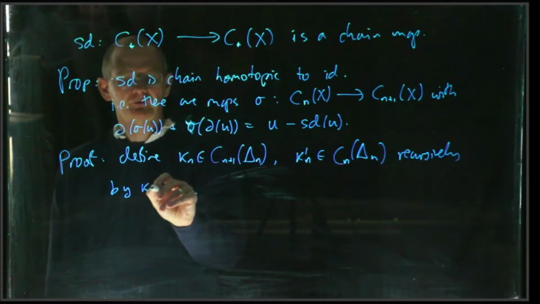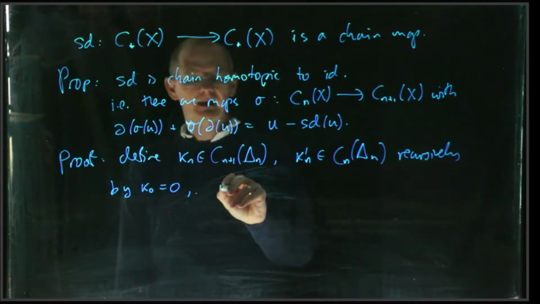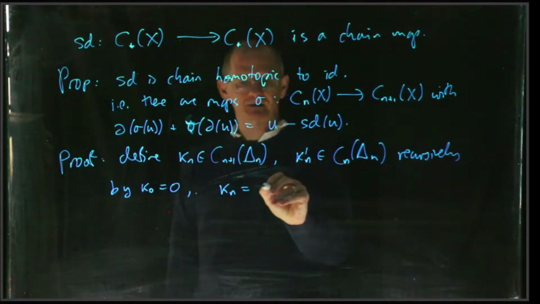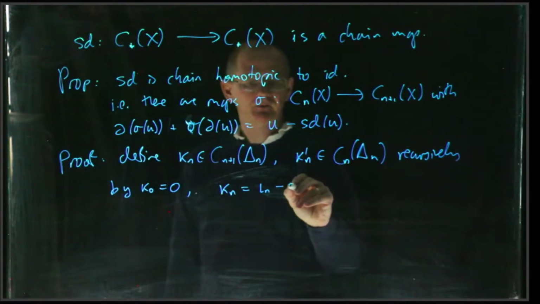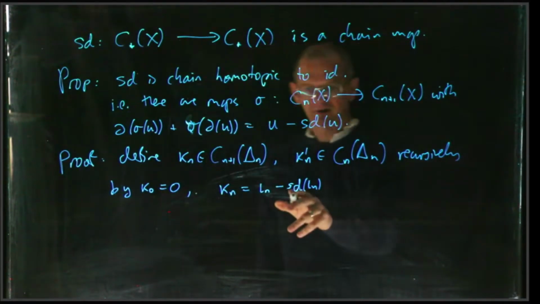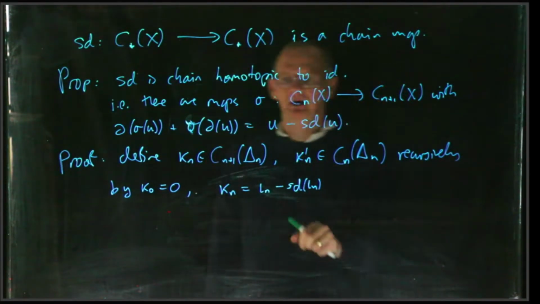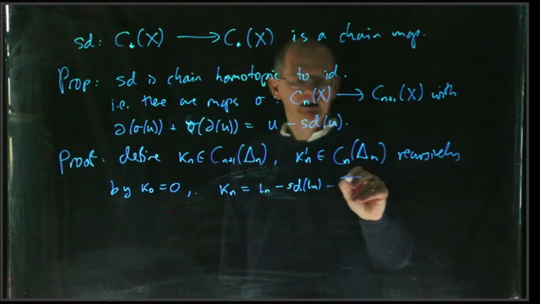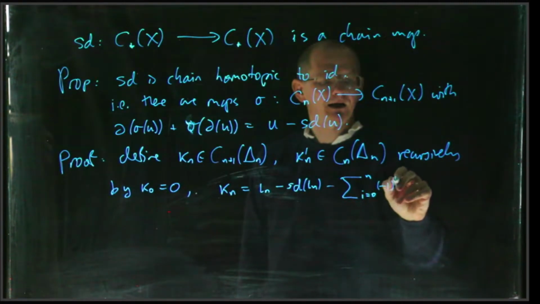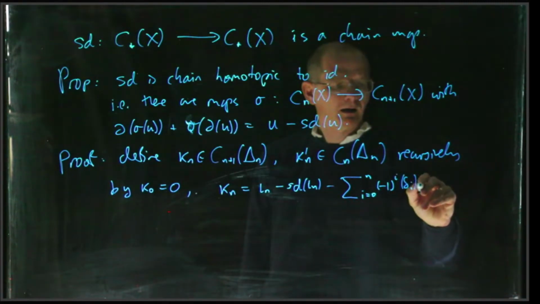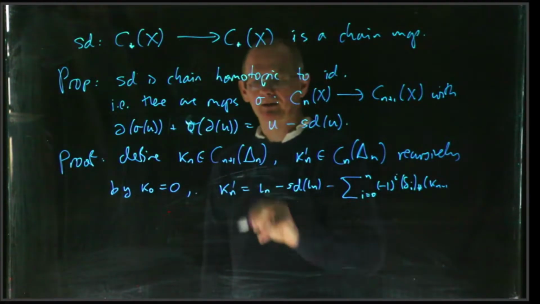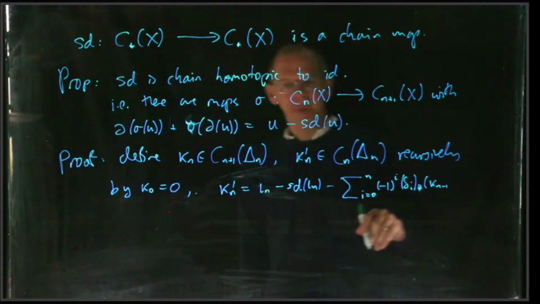So kappa 0 is just going to be 0, and then kappa n is going to be the identity chain minus the subdivided identity chain. That was what we were calling theta n, but actually let's just call it the subdivision of the identity here, minus the sum from i equals 0 up to n minus 1 of (-1)^i delta i hash of kappa n minus 1. So this was kappa n prime.